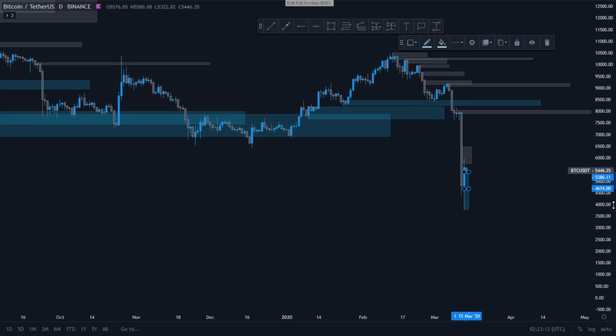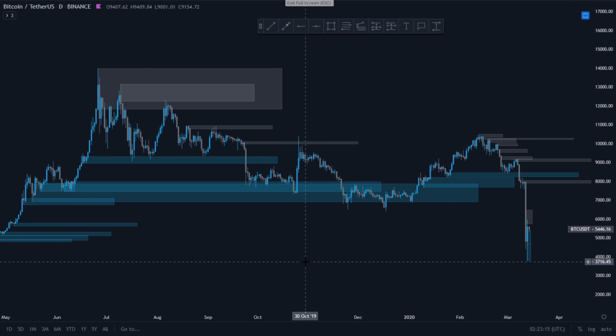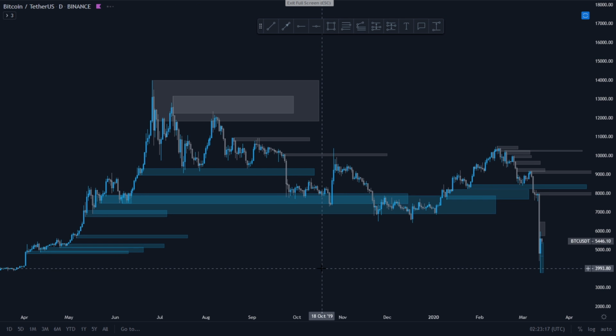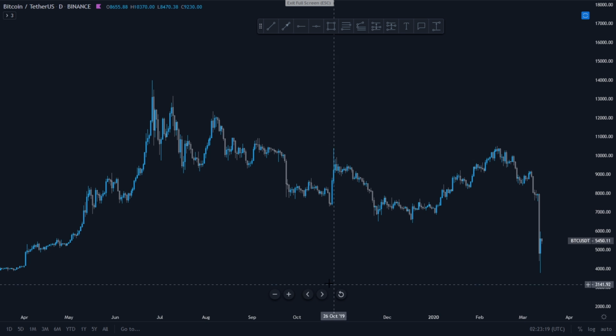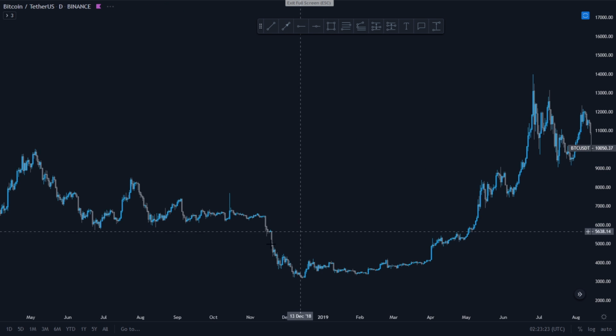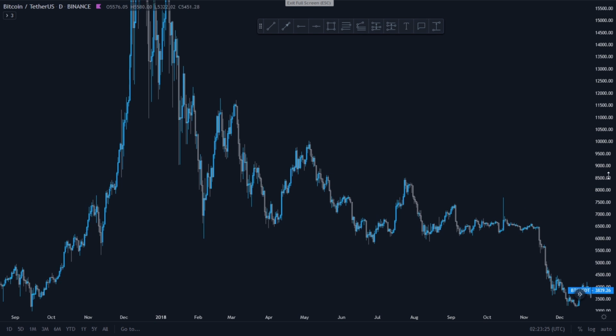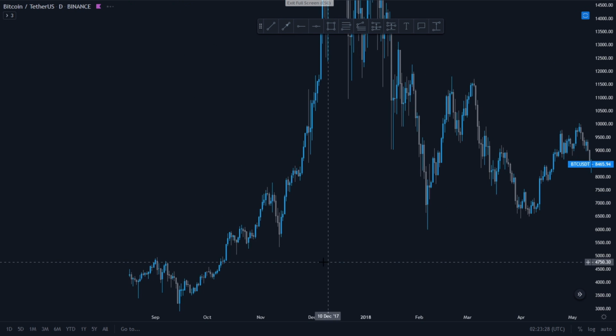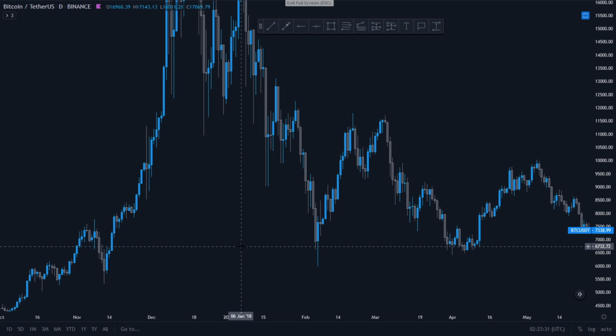Alright guys, I think this is enough for the first video. I tried to make it as simple as possible, and of course there's more to explain about supply and demand. For example, how to determine strong zones and weak zones.